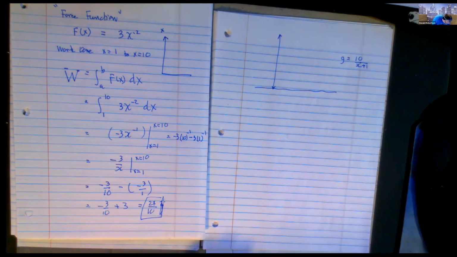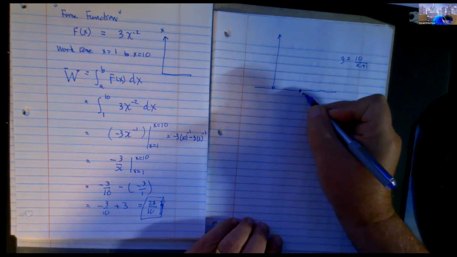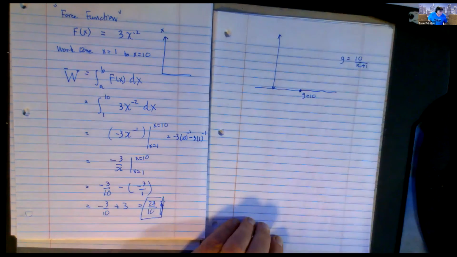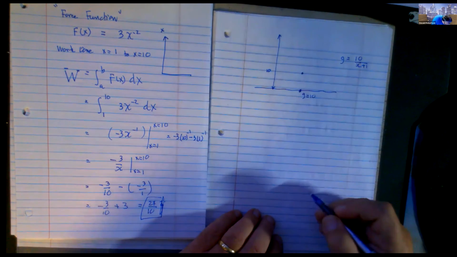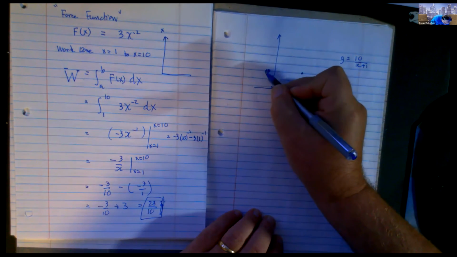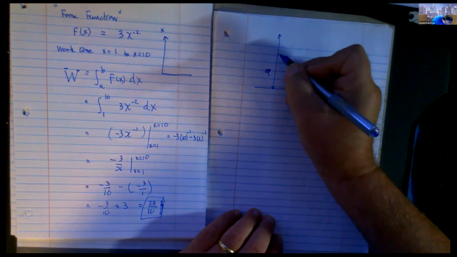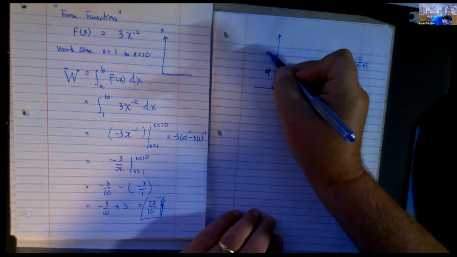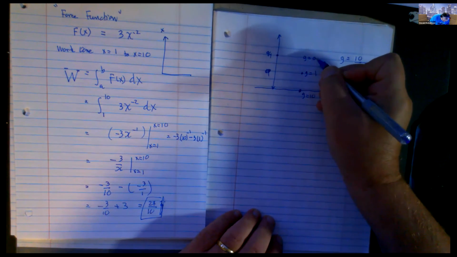So when you're on the ground, won't gravity be 10? Right. And when you're 10 meters off the ground, actually make it 9. When you're 9 meters off the ground, won't gravity now be 1? And when you're 99 meters off the ground, won't gravity be 0.1?